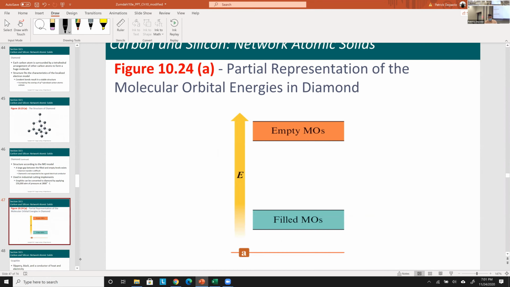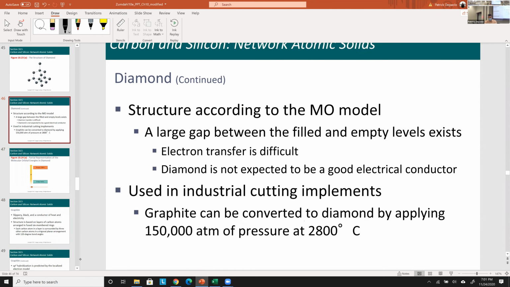So the molecular orbital diagram. Diamond can be synthesized. Here we go, graphite can be converted to diamond. This is the amount of pressure. So synthetic diamonds, are they more expensive than regular diamonds?